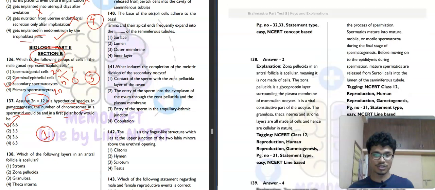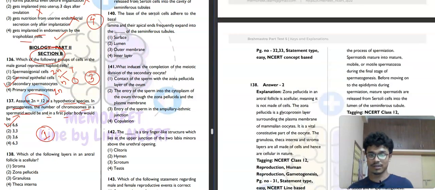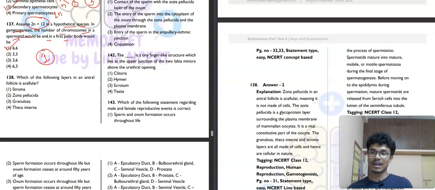Moving towards the next question. Question number 138. Which of the following layers in an antral follicle is acellular? Stroma, zona pellucida, granulosa, or theca interna. Stroma is not acellular, granulosa cell is also not acellular. What does acellular mean? Acellular means it is not made up of cells.